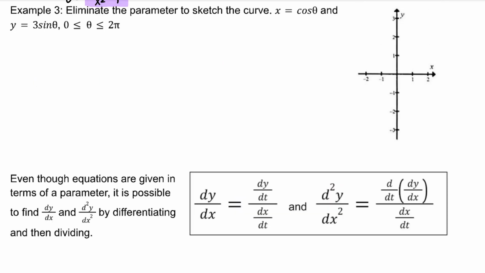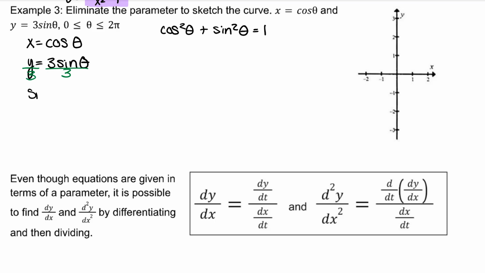For example 3, we're going to eliminate the parameter again and sketch the curve. Now I know a relationship between cosine and sine. That would be the Pythagorean identity, cosine squared theta plus sine squared theta equals 1. So let's solve for sine theta and substitute into our Pythagorean identity.